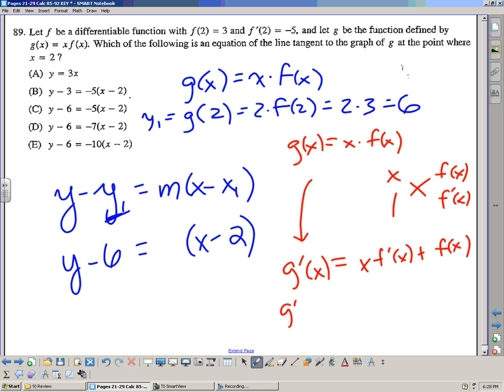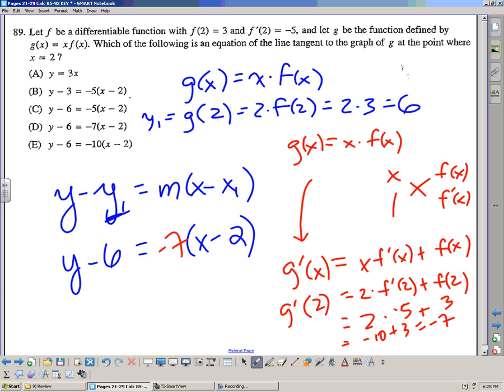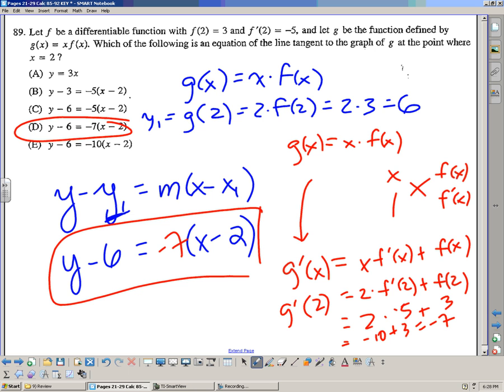So g prime at 2 is 2 times f prime at 2 plus f of 2. 2 times f prime at 2, which is negative 5, plus f of 2, which is 3. 2 times negative 5 is negative 10, plus 3 is negative 7. So there is our tangent line, and choice D is the winner. So you just got to be careful when reading this. You're getting the equation of the tangent line to g, which is defined in terms of f. All right, a few more here.